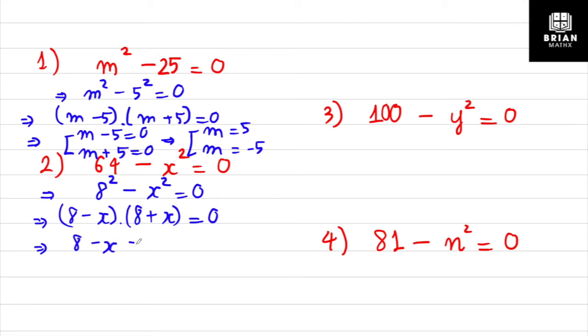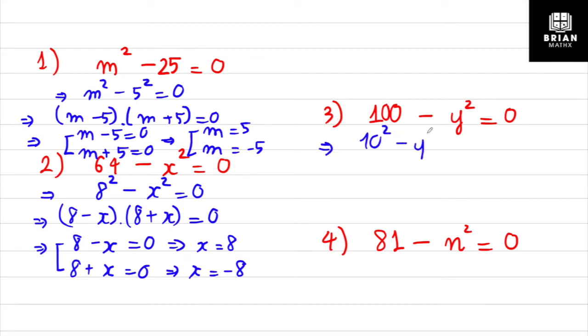H minus h equal to 0. Square bracket h plus h equal to 0. Solving single equation, you got x equal to s, and here x equal to negative s. Very easy, right? And question 3, okay, 10 squared minus y squared equal to 0.